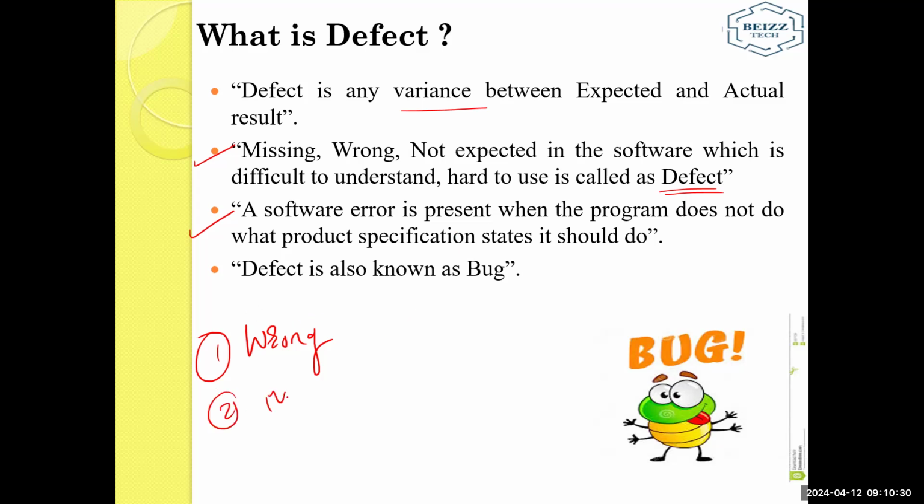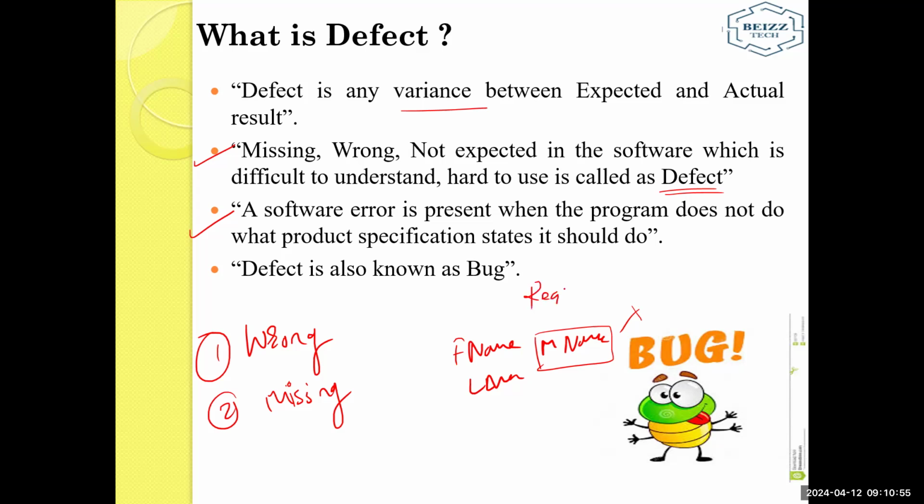What is meant by missing defect? See, as I mentioned, in the registration form, we are expecting that there should be three fields: first name, last name, as well as middle name. Correct? But suppose the middle name is not developed by the developer. This is something which is missed by the developer or which is not available in the software. Then we can raise that defect as a missing defect. Are you getting my point?